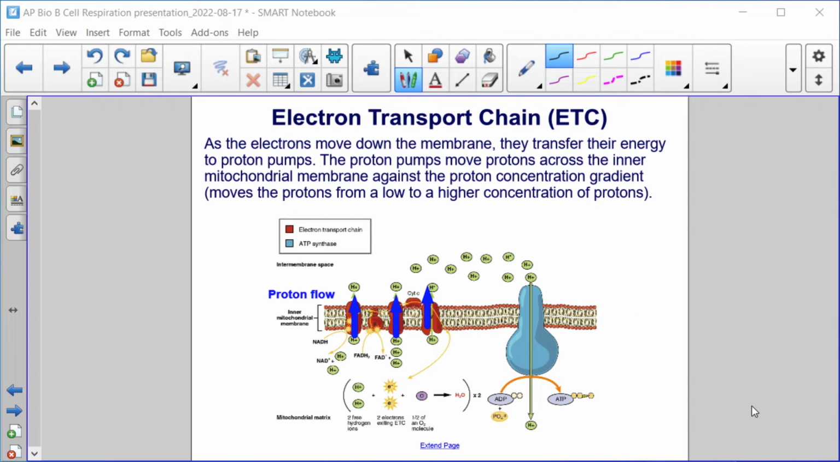As the high energy electrons move down the membrane, in this direction through the electron transport chain, they're able to transfer their energy to proton pumps. Proton pumps do just what it sounds like they do: they pump protons, or move protons, across the inner mitochondrial membrane against the proton concentration gradient. So it moves them from an area of low concentration to an area of higher concentration. And you can see that the reason for that is for them to be used later.